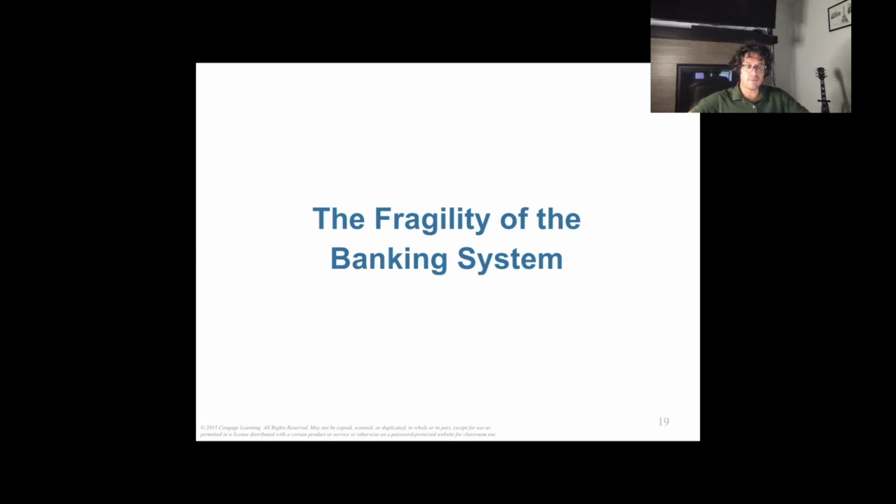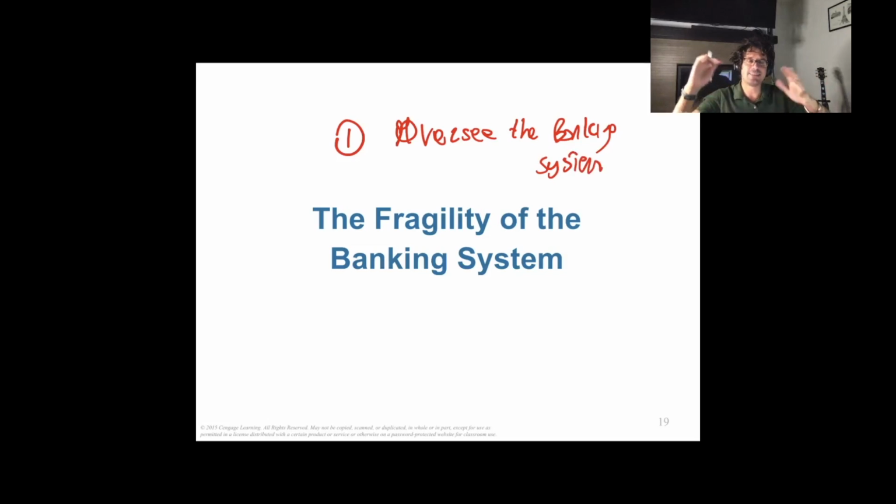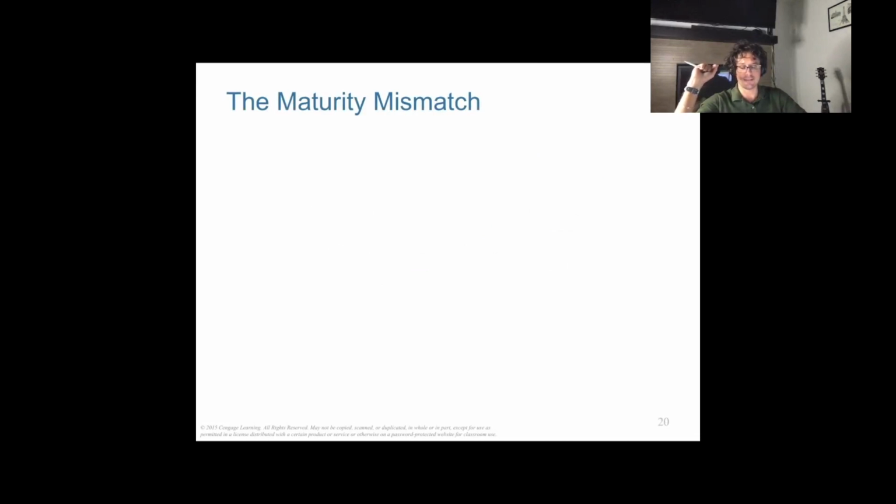Wonderful. So we mentioned that the first function of the Federal Reserve is to oversee the banking system. I was mentioning before that the Federal Reserve wants to make sure that banks do not take too many risks. Now the question is, why? What is the inherent fragility of the banking system that requires the Federal Reserve to oversee it? Let us look at that.